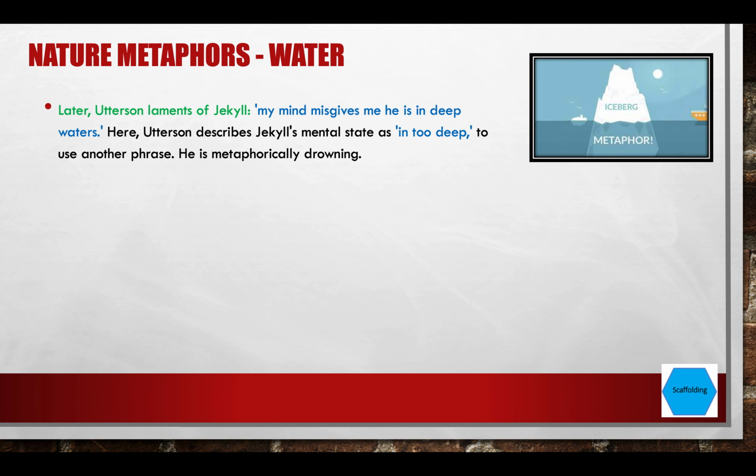So later on, Utterson laments of Jekyll, "My mind misgives me he is in deep waters." Okay, so he is in deep waters. Here Utterson describes Jekyll's mental state as in too deep. To use another phrase, he is metaphorically drowning.